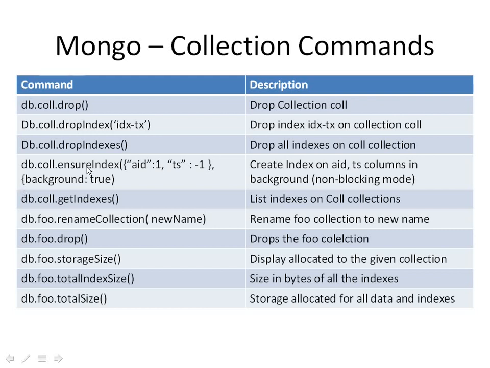So you can see db.collection.drop. This is basically for dropping a table or a collection. And suppose you have an index on a collection, so basically this is how you can drop an index. If you want to drop all the indexes, then you can do dropIndexes.